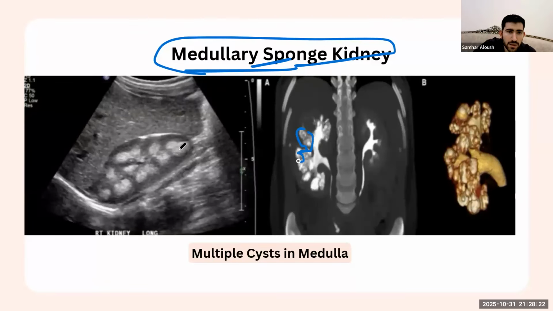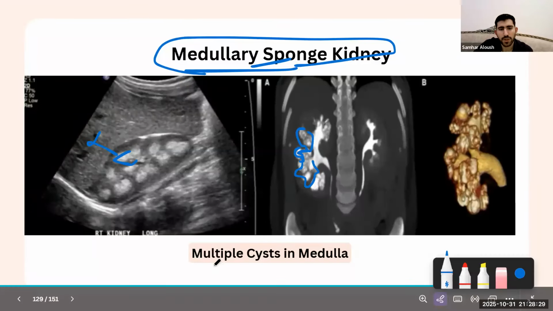See here and see here. This is not very definitive. This is a good picture of it. This is medullary sponge kidney disease: multiple cysts in the medulla only.